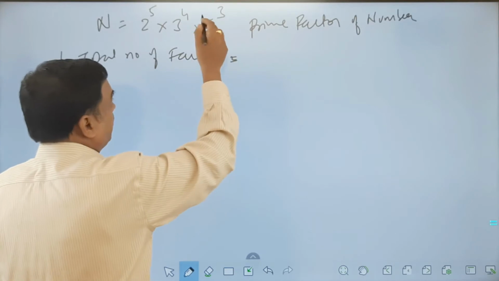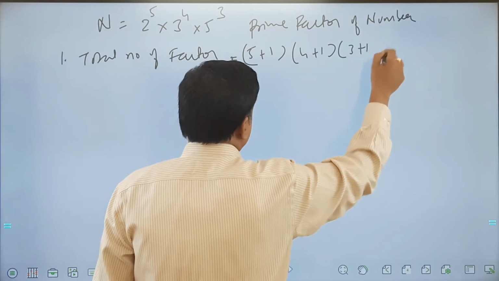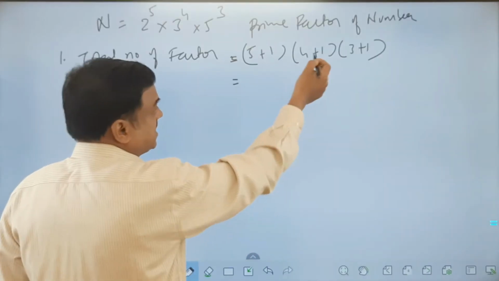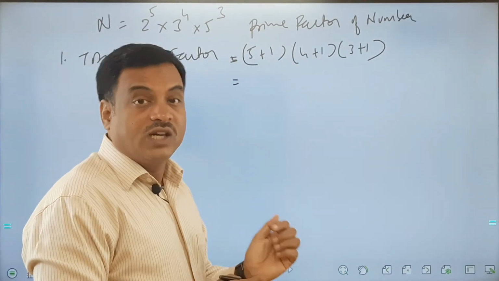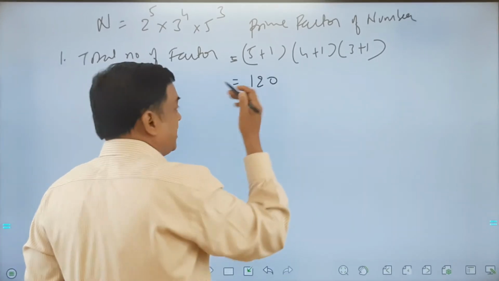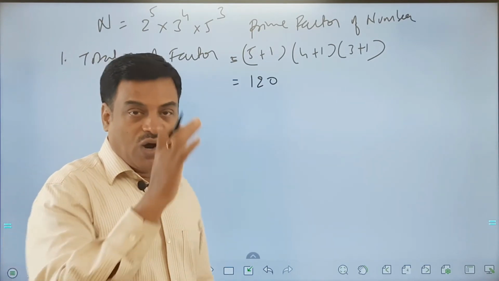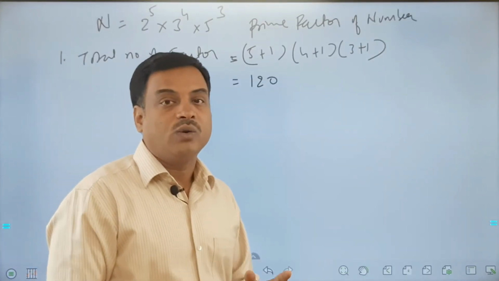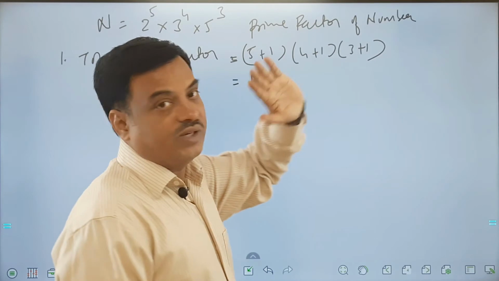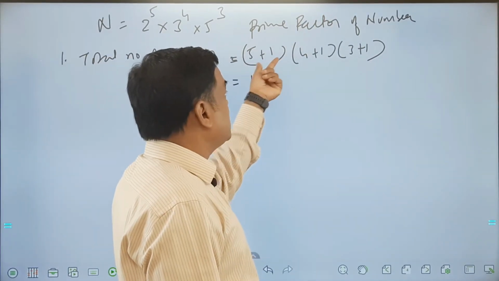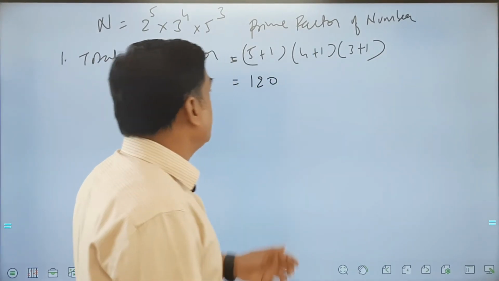Then power plus 1, power plus 1, power plus 1. So 5 plus 1, 4 plus 1, and 3 plus 1 is what I need to do. So this is 6 into 5 into 4. 6 into 5 is 30, 30 into 4 is 120. So this number has a total of 120 factors. Imagine listing out 120 factors is not at all going to be easy, and the number is too big. It is 32 into 81 into 125, so it is going to be a huge number. So finally, 6 into 5 is 30, 30 into 4 is 120. This number has 120 factors.